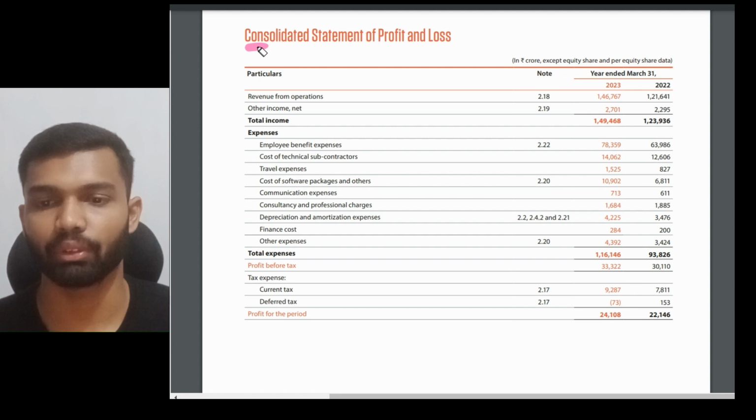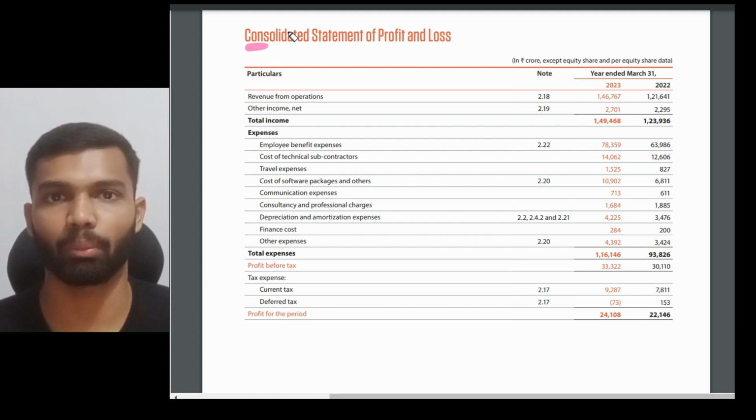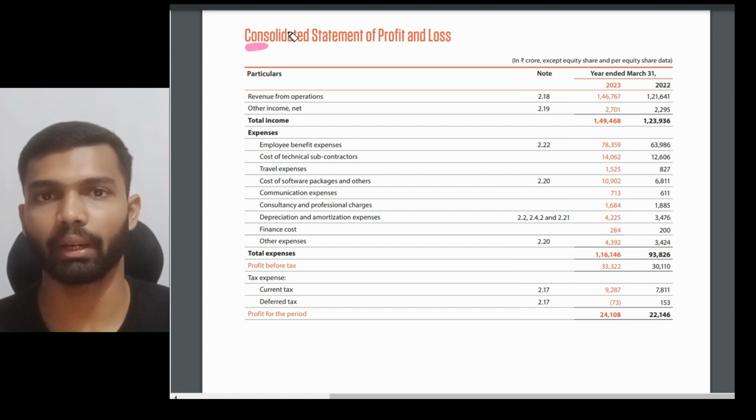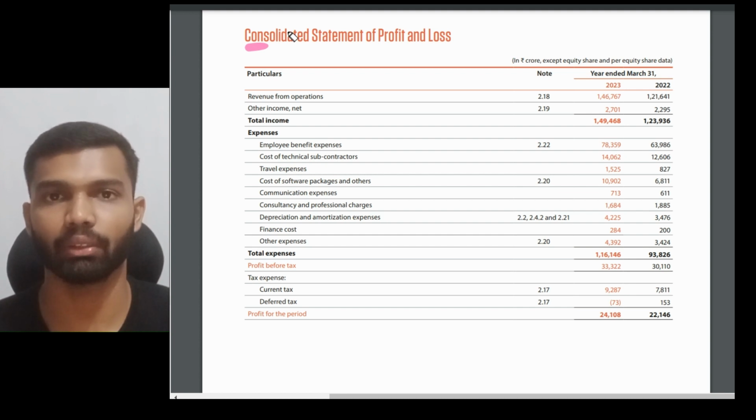As an investor, we should look at the consolidated profit and loss statement only. If you are going to look at the standalone profit and loss statement, then we should use that statement to compare two companies in the same industry. Okay, for that you can use the standalone statement, and for overall analysis we should use the consolidated statement only.